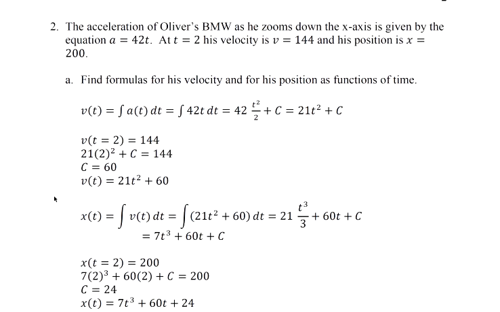So you could see what I did in part A. The integral of acceleration is going to be 42t squared over 2 plus a constant. And we have an initial condition, which is at time t equals 2, velocity is 144. This is from the problem, just read it. We plug in the numbers for the variables to solve for the constant, which is 60. So our formula for velocity is 21t squared plus 60.